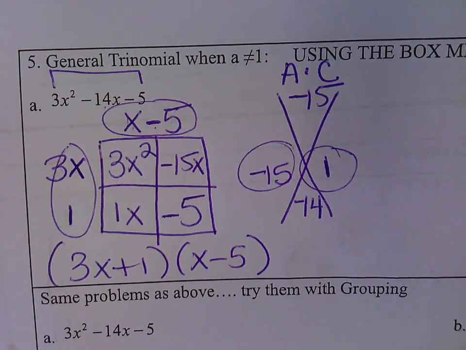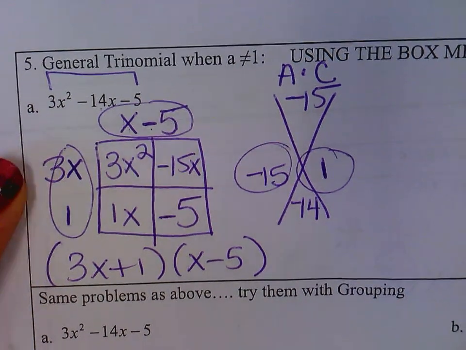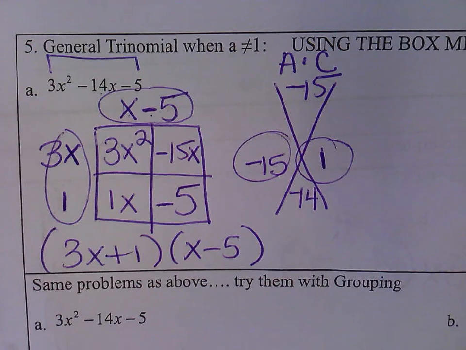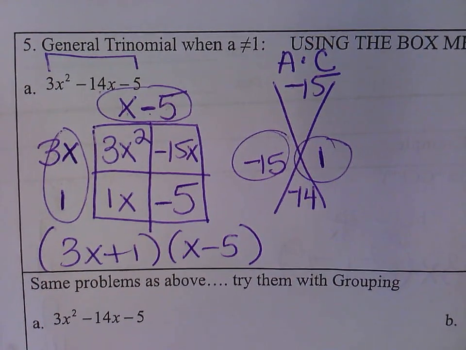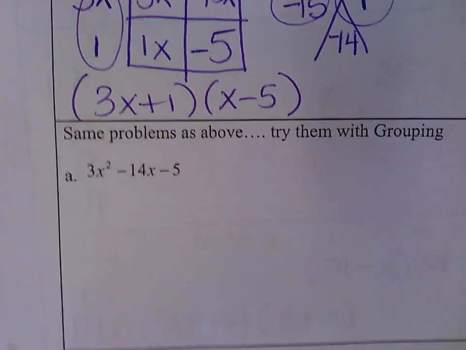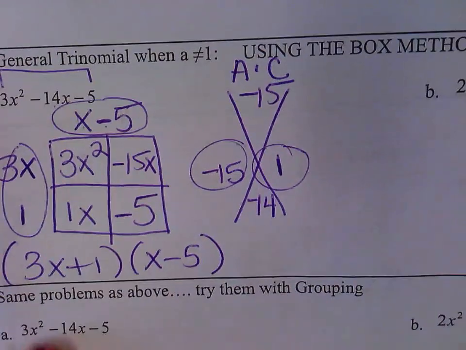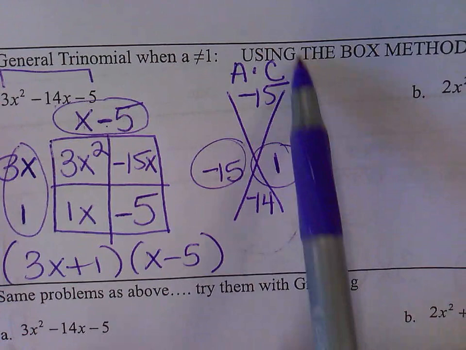So who feels like maybe box was the way they learned how to factor? A lot of you? Maybe. I want to just show you this same problem using grouping, and then you can pick one of the methods to maybe try example B, because I'm not going to force you to learn both of the ways. All right, so this is the same exact problem, right? You have to do this first step on either problem.